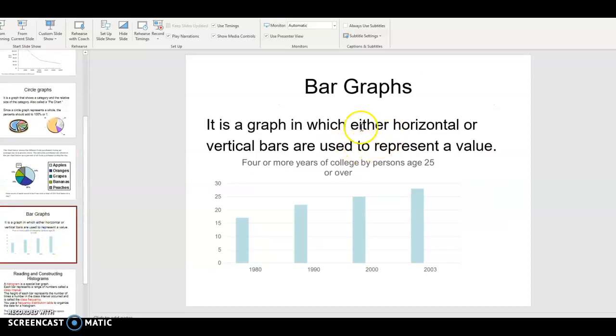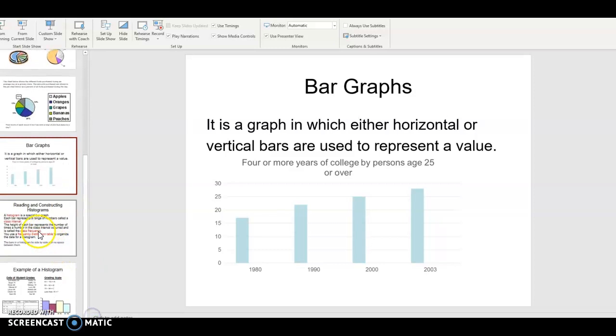A bar graph is one in which either horizontal or vertical bars are used to represent a value. So we can see in 1980, 1990, 2000, 2003, the 4 or more years of college for a person age 25 or over. This is probably in percentages, even though it's not listed here, it should have been.